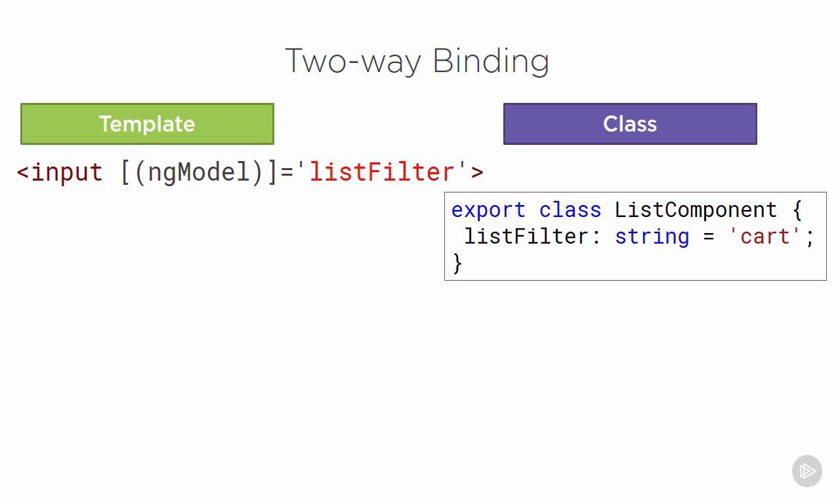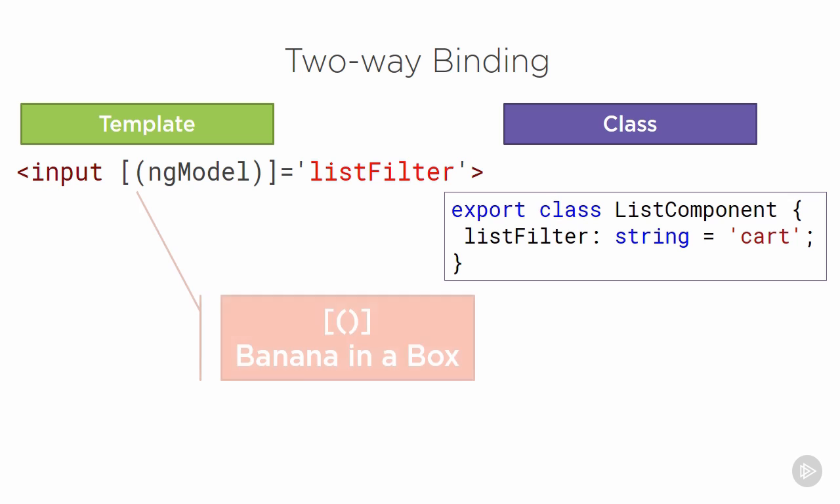To help us remember which order to put the two sets of brackets, visualize a banana in a box. Square brackets for the box on the outside, and parentheses for the banana on the inside. Now let's give this a try.